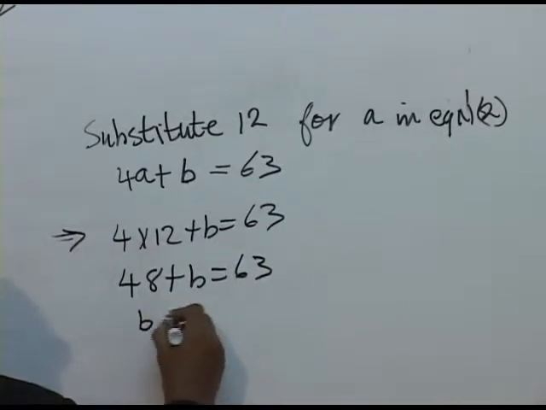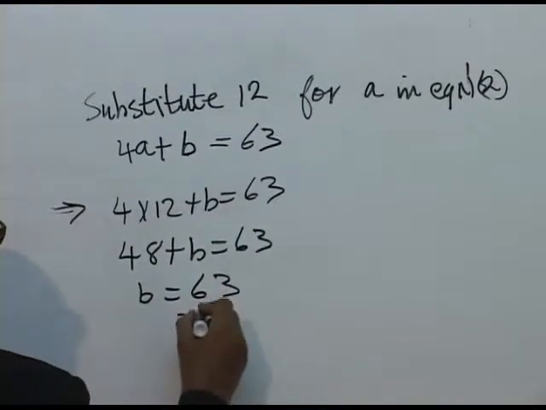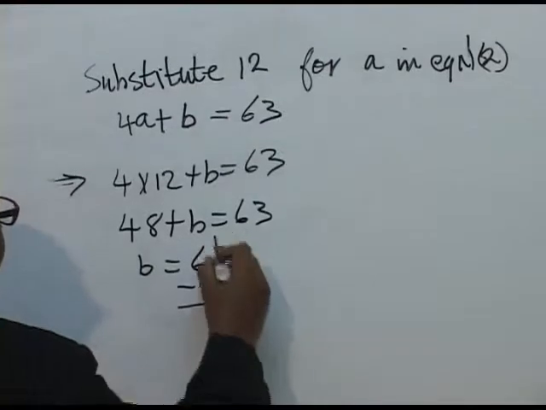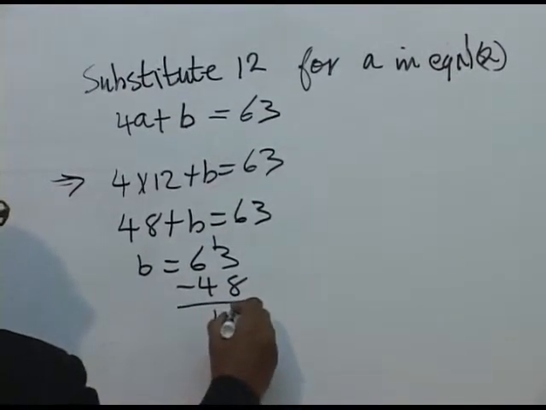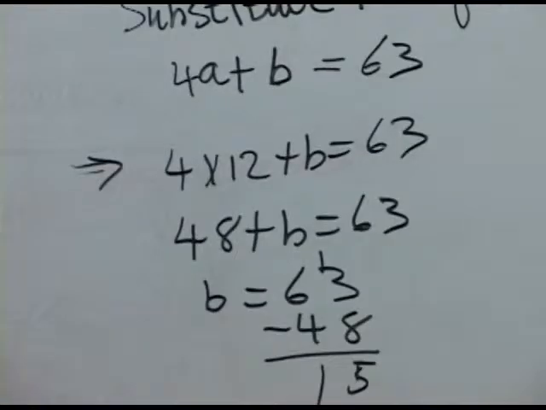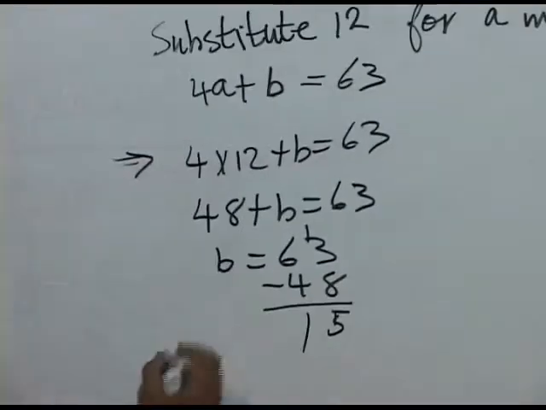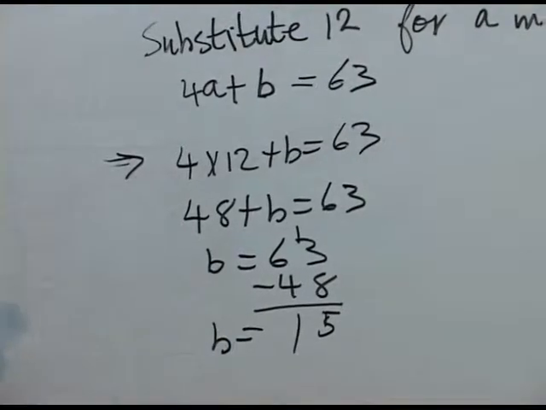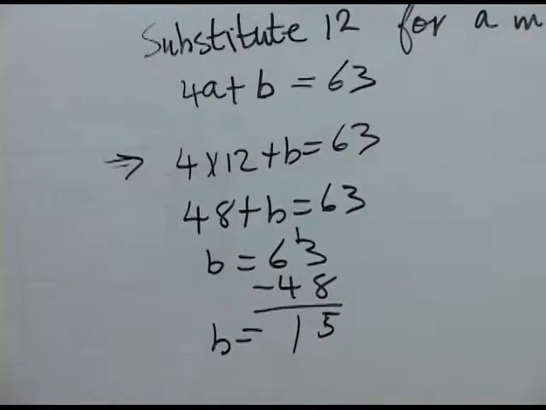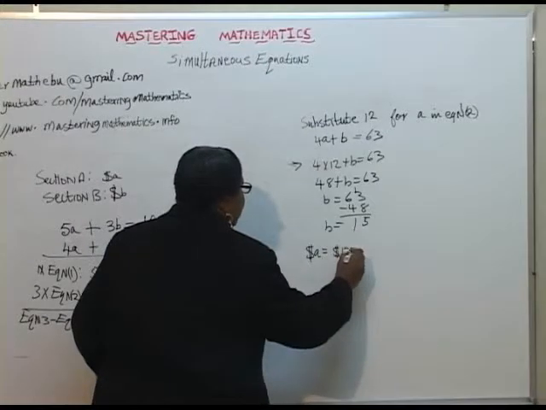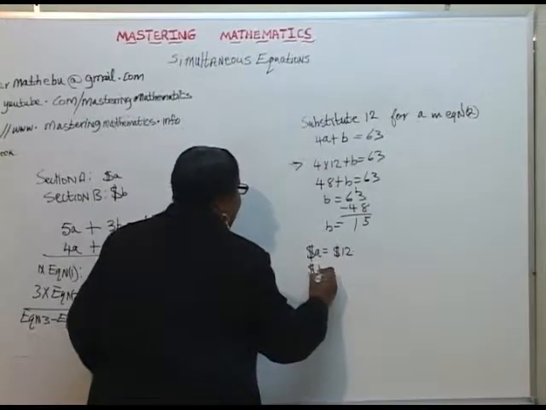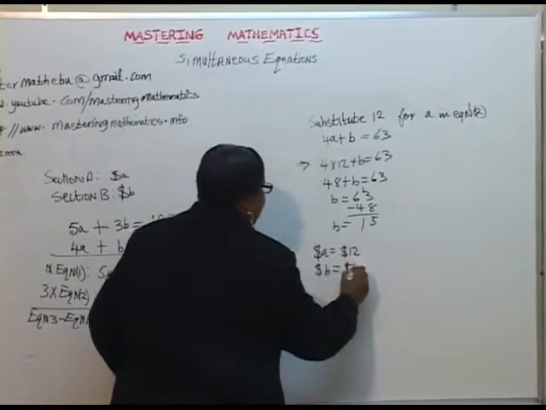And B then would be equal to 63 minus 48. And 8 from 13 would leave me with a 5 and 1 here. So then B would be equal to 15. So in terms of buying tickets, a section A ticket would be equal to $12, and for our section B we would be paying $15.